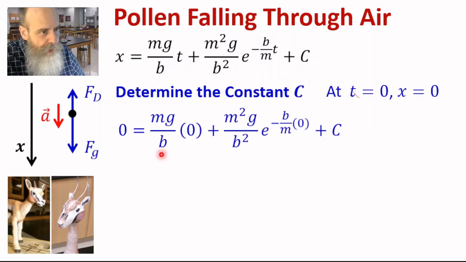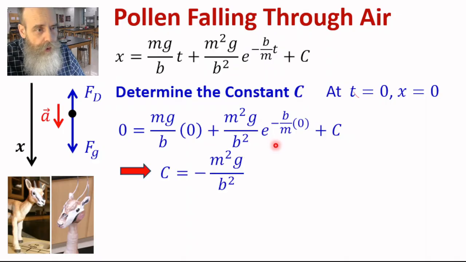0 equals mg over b times 0 plus m squared g over b squared e to the negative b over m times 0 plus c. Well, this term is 0. This exponential function is e to the 0, which is 1. And so c is negative m squared g over b squared. Now, put this c back into our equation, and we get our final answer.